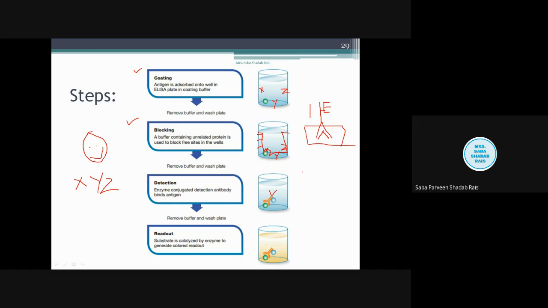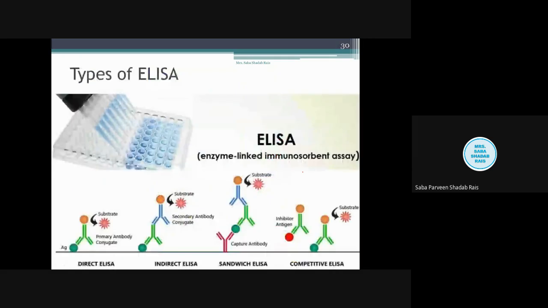So these are the basic steps of the ELISA. Now let us discuss the types of ELISA. The first type is direct ELISA. The direct ELISA procedure we have just discussed. It was the direct ELISA only. Simply we have one antigen and we have the primary antibodies which are conjugated with the enzyme, and after that we are going to add the substrate.